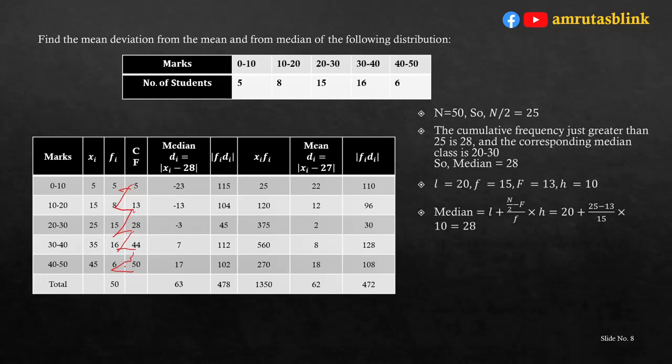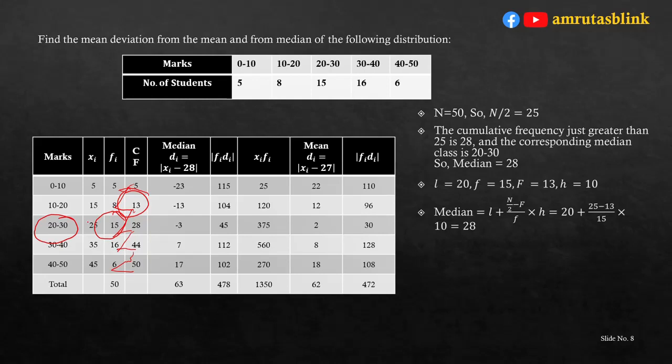Now in this formula what is the value of L? That is the lower boundary of the median class. We have already identified the median class is 20 to 30. Hence L is equal to 20. Now n is 50, hence n by 2 is equal to 25. Now capital F is the cumulative frequency of the previous class, that is 13, and small f is the frequency of the median class, that is 15. Now h is the height of the classes, that is 10 minus 0 is equal to 10. Now we will put down all the values in the formula.